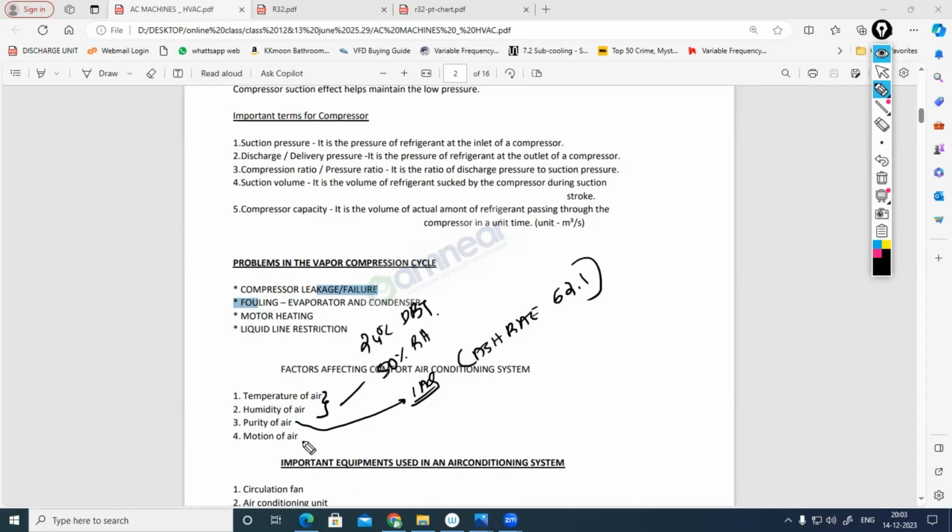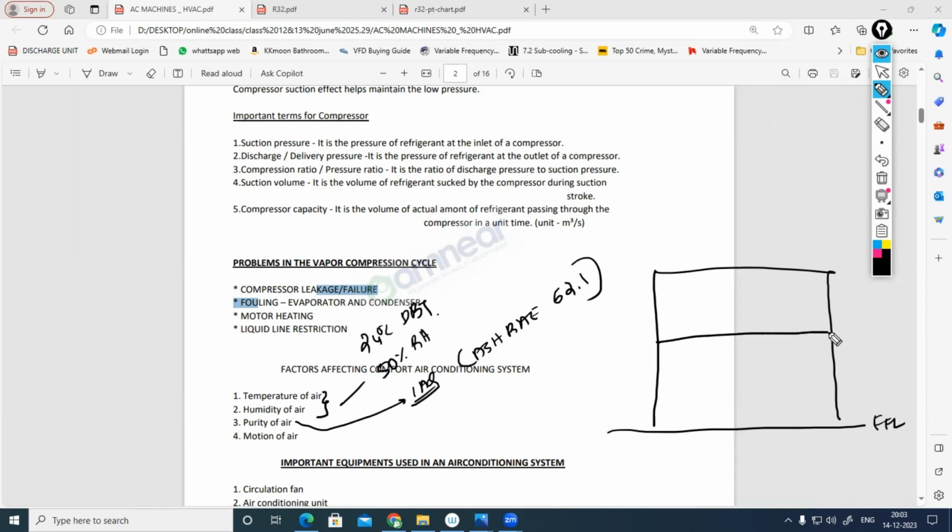Motion or velocity of air is important. Why? For example, if this is your finished floor level and this is your false ceiling level, you might have a supply terminal inside, a square diffuser or linear, whatever it may be.